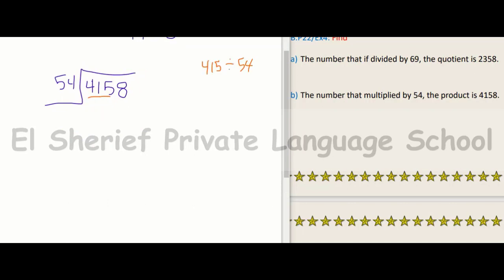Okay, so we will cover the unit and 454. Okay, so here we have 41 divided by 5. What is the number nearest to 41 in the table? 5 times 8 equals 40, as we know. So we multiply 54 by 8, and the result equals 432.